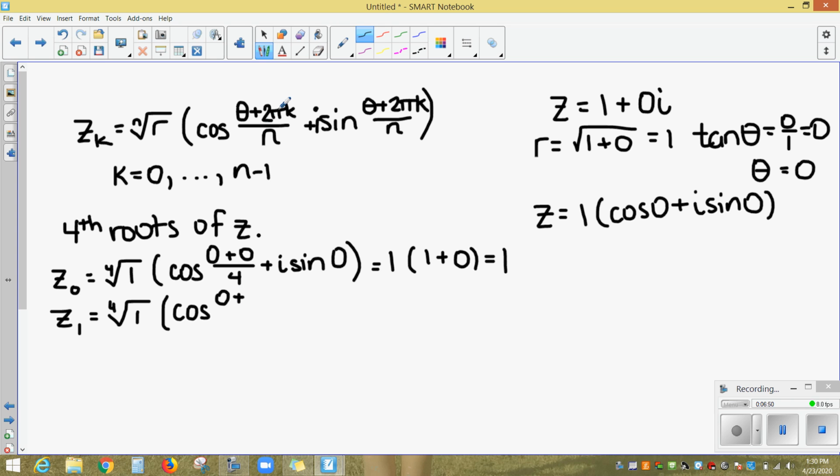If k is 1, and I'm adding 2 pi, sine 2 pi over 4 is pi over 2. And I'm going to write it literal here in this step and then just simplify it, not recopy it twice. The cosine of pi over 2 is equal to 0, and the sine of pi over 2 is equal to 1, so I get i.